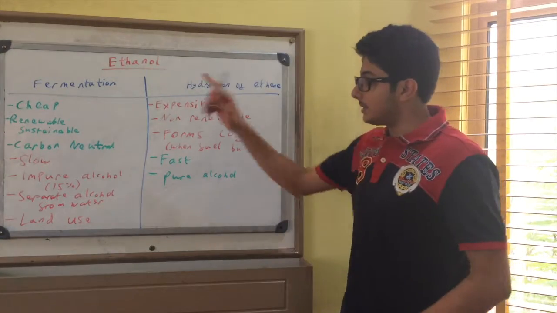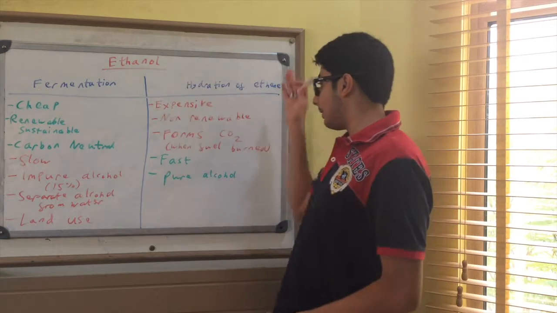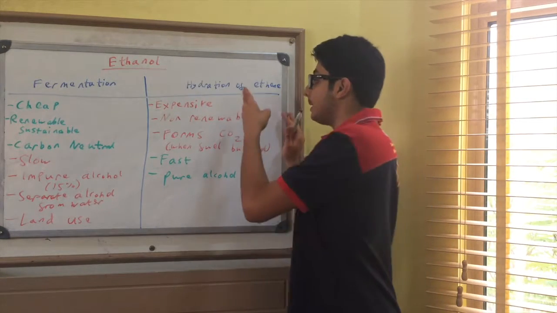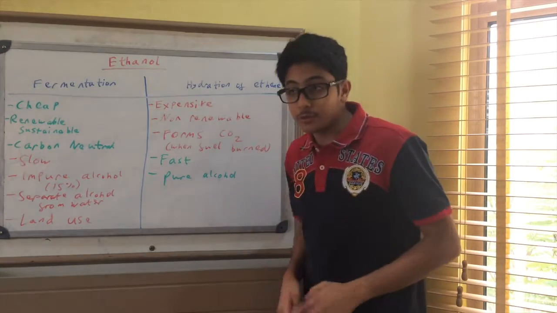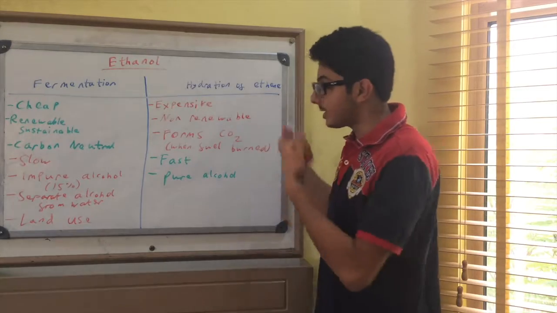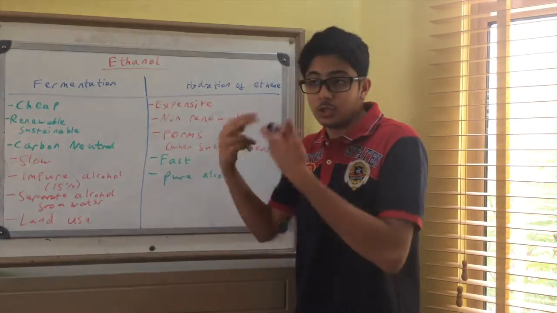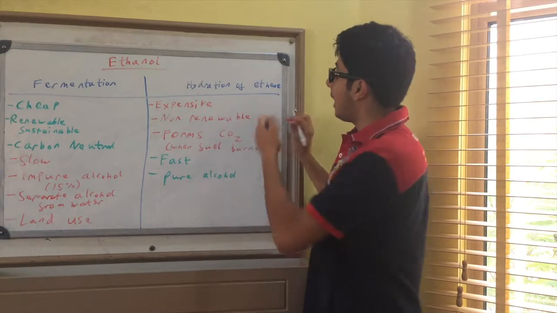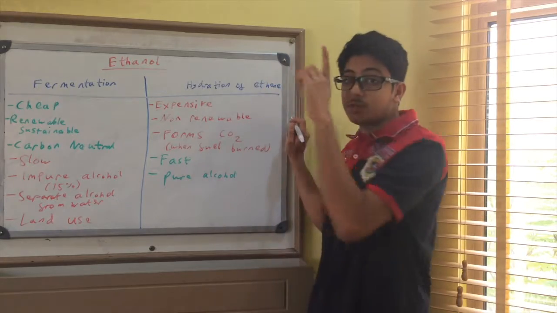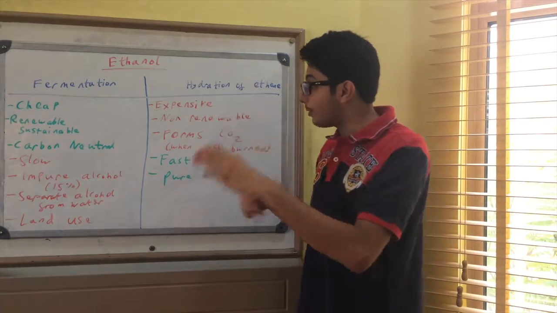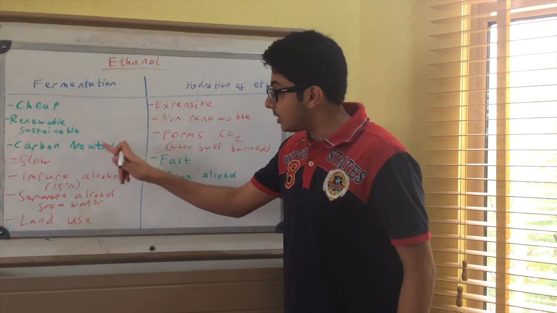Okay, so fermentation is cheap. It's cheap to grow the plants. And hydration of ethene, it is expensive. Why is it expensive? Because you're using high temperature, you're using pressure, it's expensive. Fermentation, it's renewable and sustainable because you're using sugar, you grow it. And hydration of ethene, it's non-renewable because ethene comes from crude oil, and crude oil is going to run out eventually, so it's non-renewable.